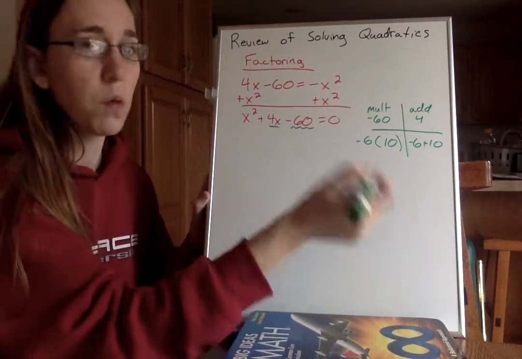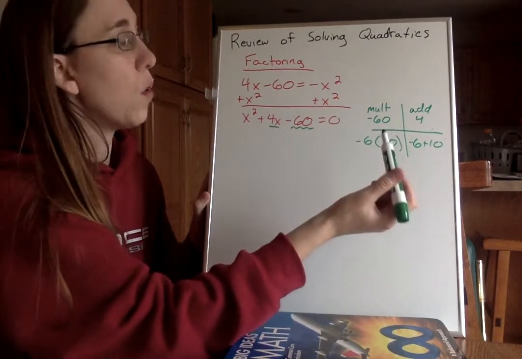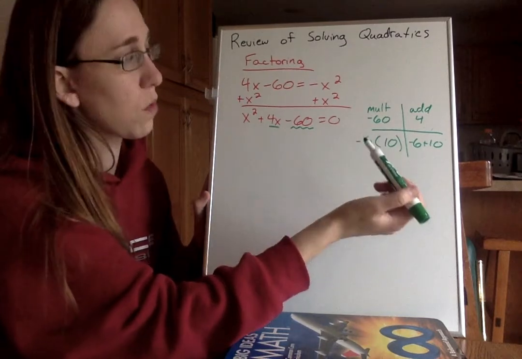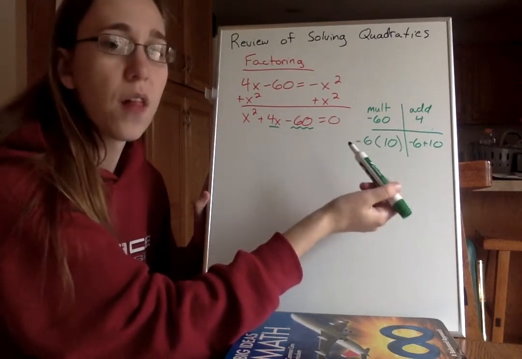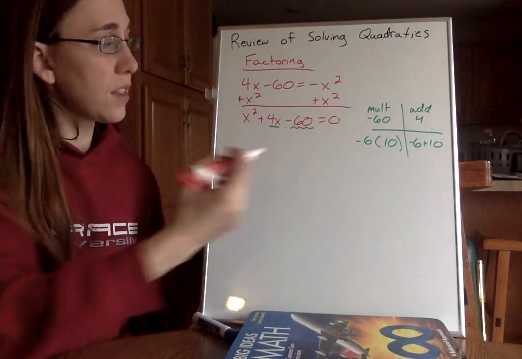If you don't find the correct one, you just keep trying different ways to get 60. We could have done 5 and 12. We could have done 30 and 2, or 20 and 3, or 15 and 4. There's different things. You just go until you find the one that works. But negative 6 and 10 works.